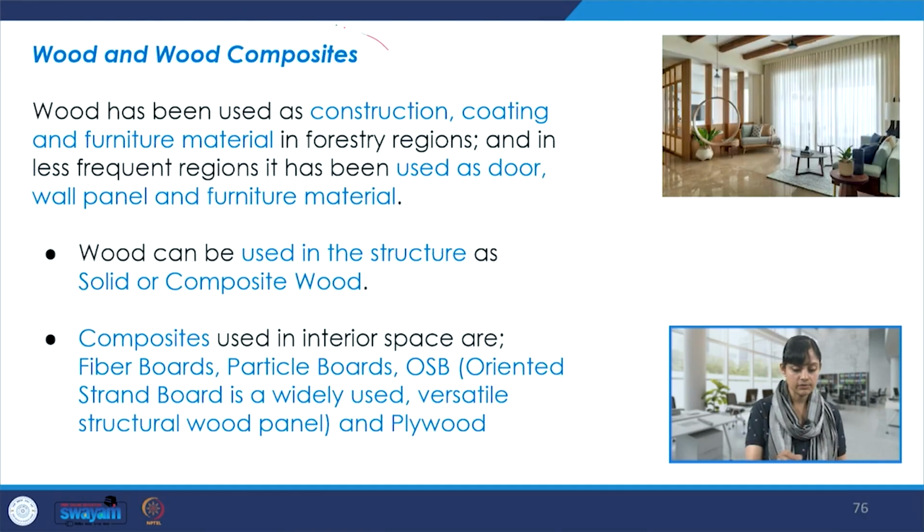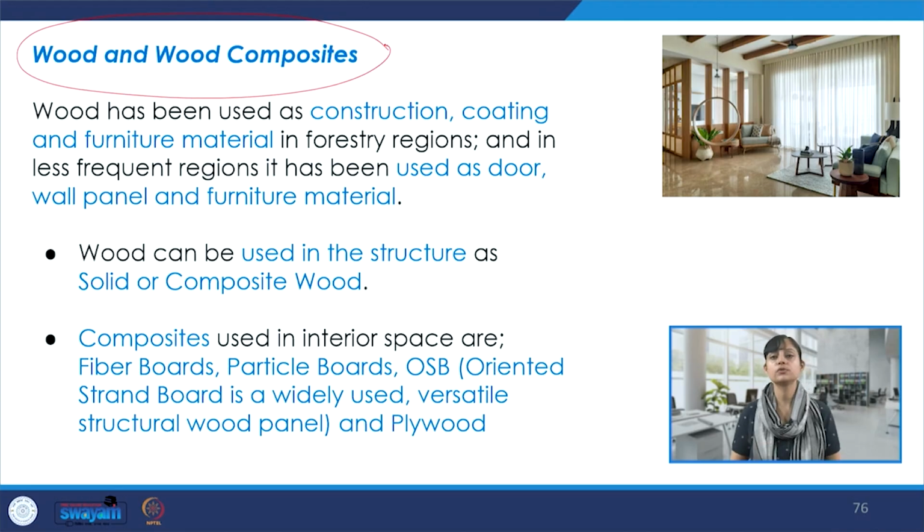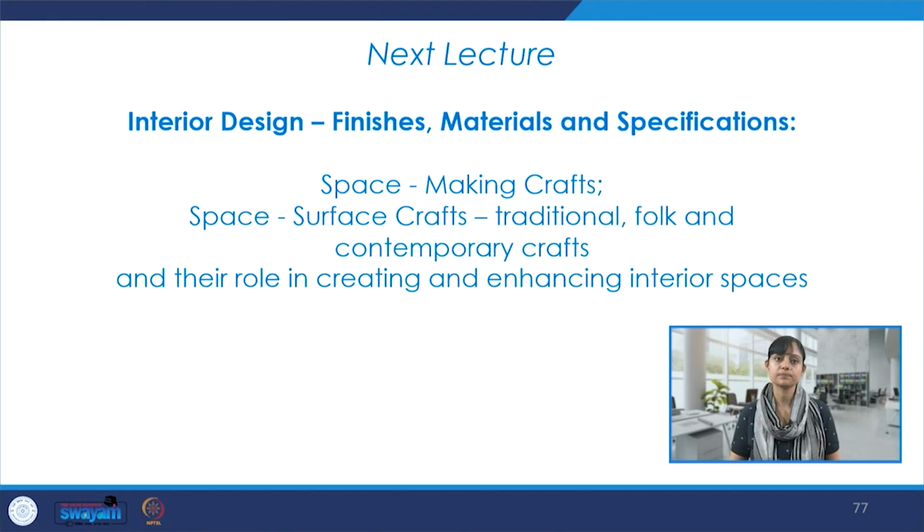Then there are woods and wood composites that are used for these kinds of interior finishes. Wood can be used in structure as solid or composite, and the composites could be like your fiber board, particle board, lumber board, plywood. All of these are byproducts of the timber industry, which are getting more and more used in interior architecture projects.